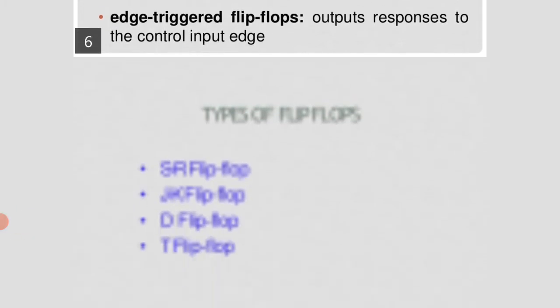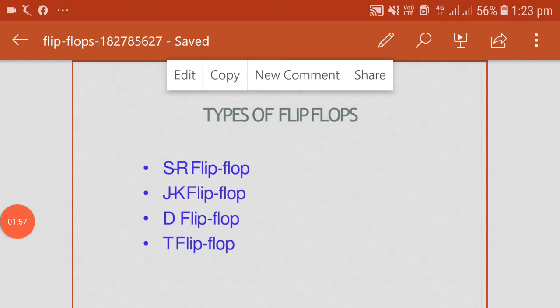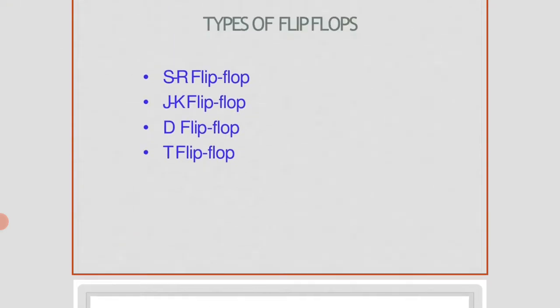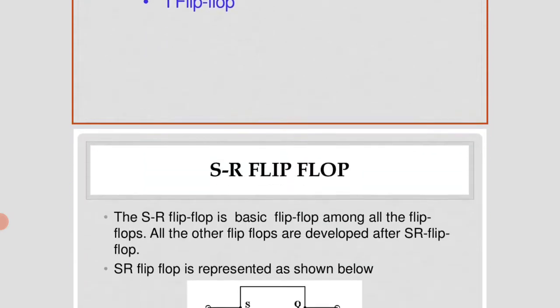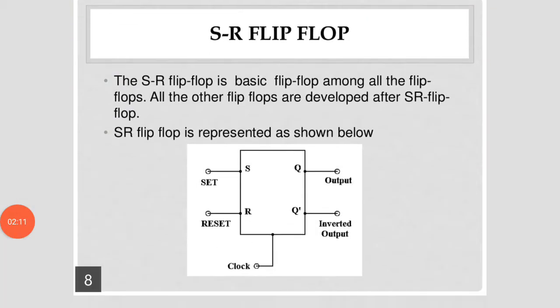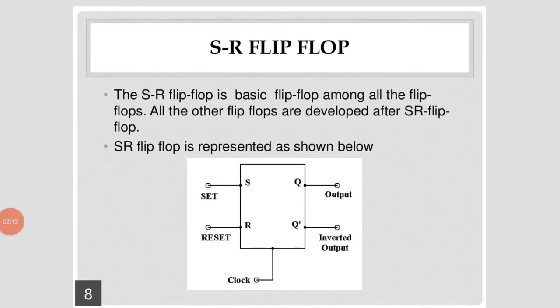After that, the different types of flip-flop: SR flip-flop, JK flip-flop, D flip-flop and T flip-flop. We see the types of flip-flop one by one. Firstly, we see the SR flip-flop. How does it work? In the SR flip-flop, first, there are two inputs, S and R. S means set and R means reset.